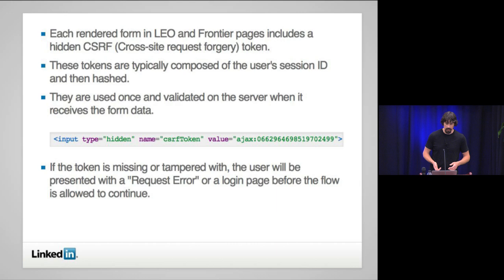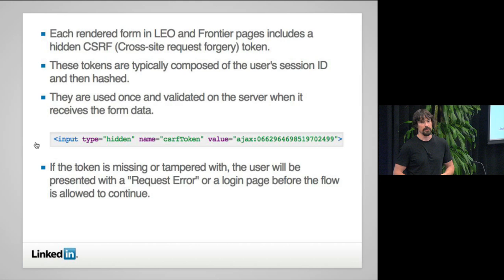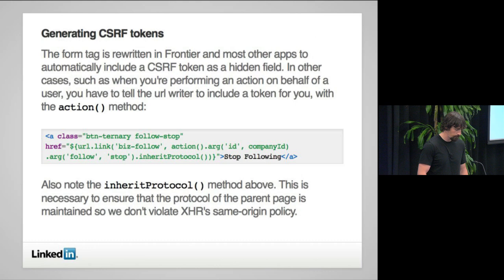And this is an idea of what it looks like in any of our forms. You just have that hidden CSRF token parameter, and then it includes that long string of characters. If it's missing or tampered with, you'll get, I think the error is a 503, and it's a request error. And in some cases, we'll actually redirect you to a login flow. Like I said, they come free in our form tags.